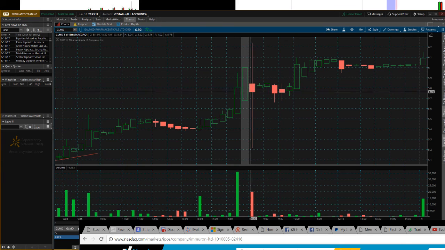So for instance, this red candle right here, you can see with this chart moving up, you can see the green coming up, just bullish, bullish, bullish, going straight up, straight up.